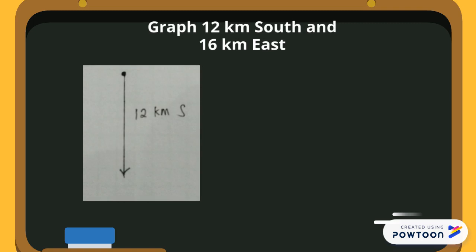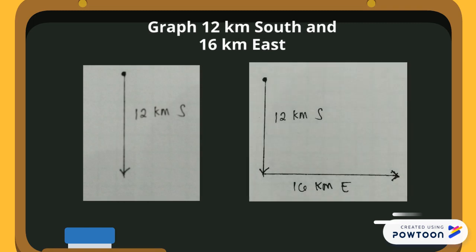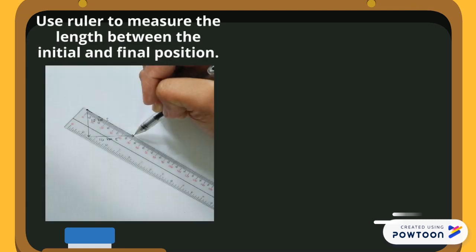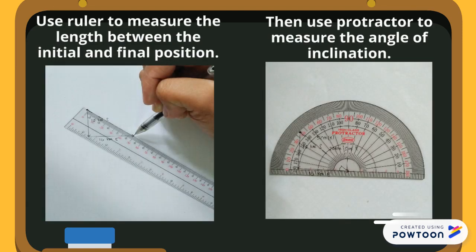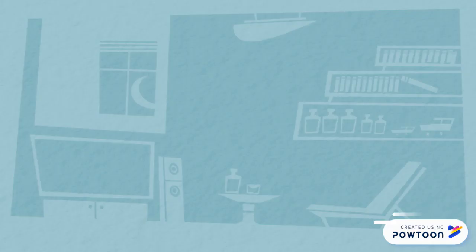First, we should graph 12 kilometers south and 16 kilometers east. Using the ruler, the length from the initial to the final position measures 5 cm. We use the scale 4 kilometers equals 1 cm. So we multiply 5 by 4. The answer is 20 kilometers. Using the protractor, the angle of inclination is 36.87 degrees. We are done with the graphical method.